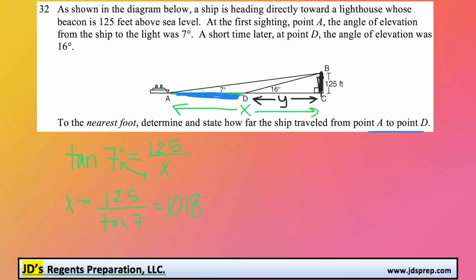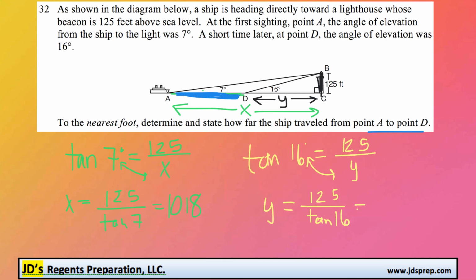All right, now let's take a look at our y distance. Here we would do tan of 16 degrees is going to equal 125 over y. So similarly, we're going to flip the positions of these to solve for y. So it's going to equal 125 divided by tan of 16 degrees, which gets us approximately 436.